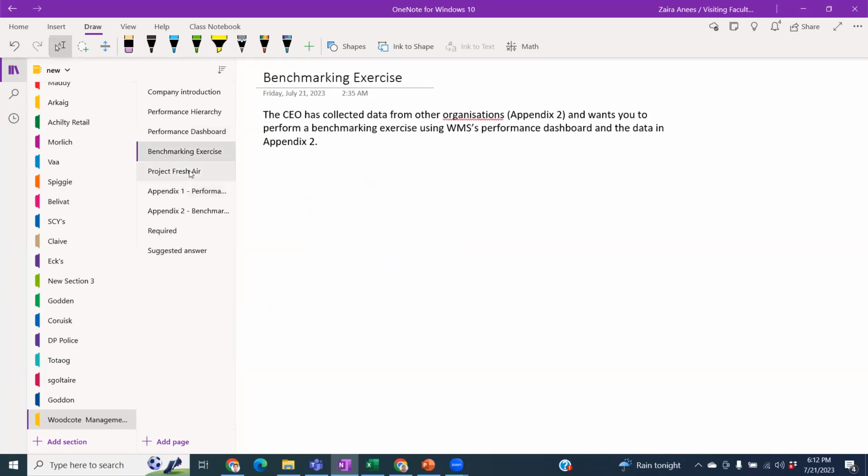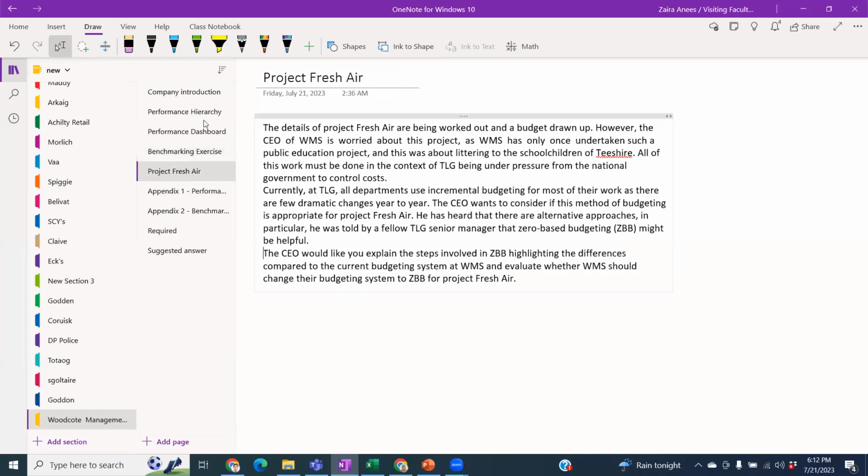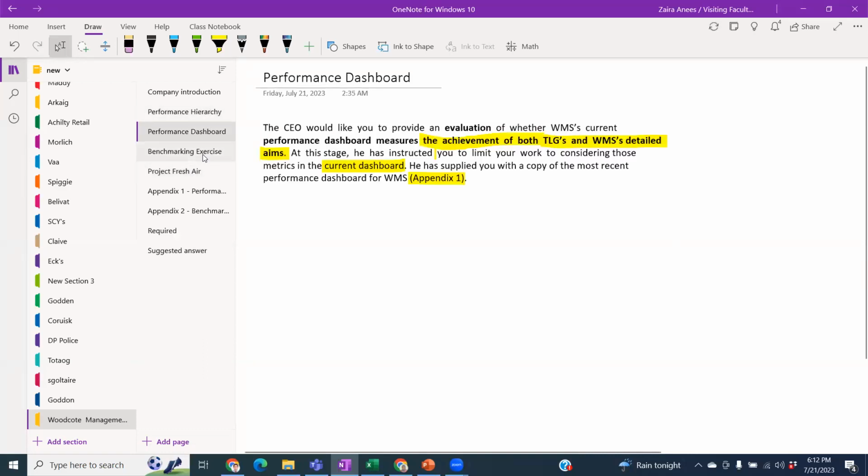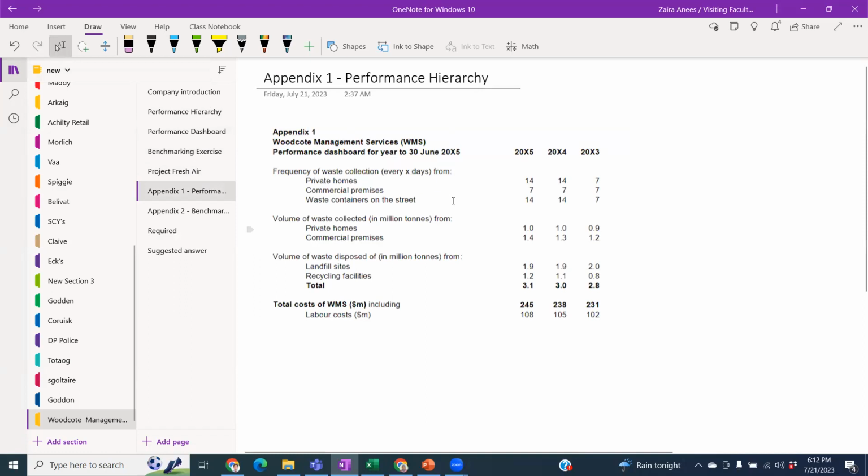And then there is a benchmarking exercise, and then there is project fresh air. So I think we will start with performance hierarchy and dashboard first, and then we will move to benchmarking because that is a very different thing. And this is appendix number 1. If you see this appendix number 1, you are getting a few types of information. Try to absorb all these requirements, try to see what are these requirements.